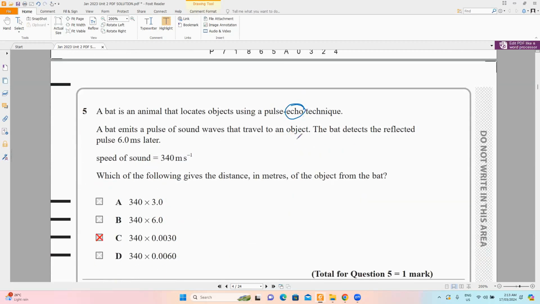The moment you look at echo, the equation that should pop up in your head is v equals 2d by t. So if you make d the subject of the equation, d should be v times t divided by 2. If you have 6 milliseconds, 6 divided by 2 is 3, and since it's milliseconds, it's times 10 to the power minus 3, which is 0.003. That's what makes my answer C. So v is 340 and t by 2 is 0.003.